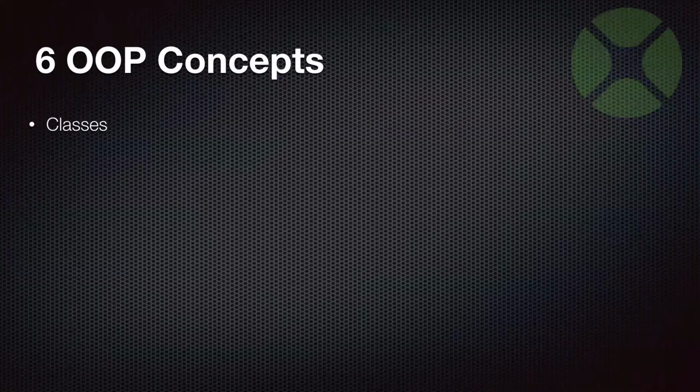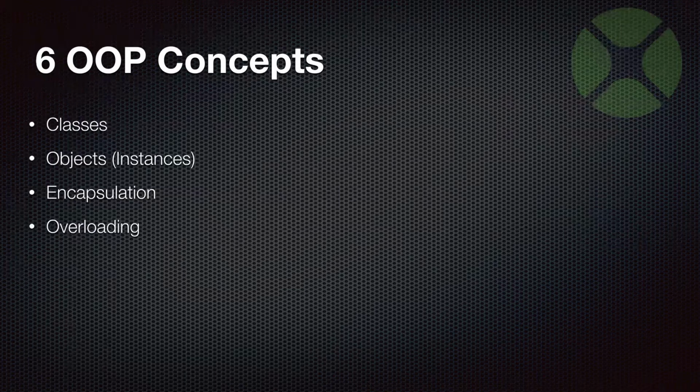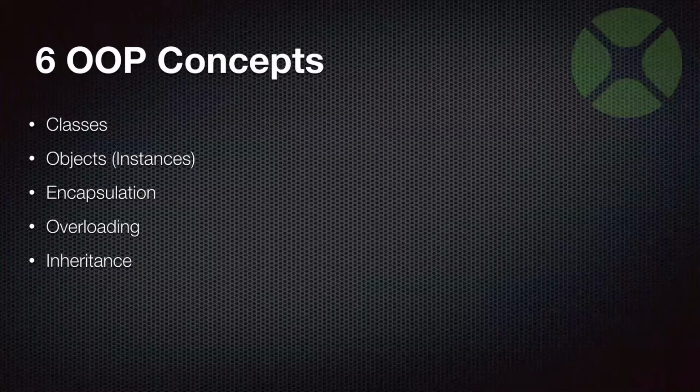So, of course, we're going to talk a little bit about classes and objects and how objects are made from classes. Objects are also sometimes referred to as instances. And then we'll talk about some of the benefits you get with object-oriented programming: encapsulation, overloading of method calls, inheritance, and overriding.